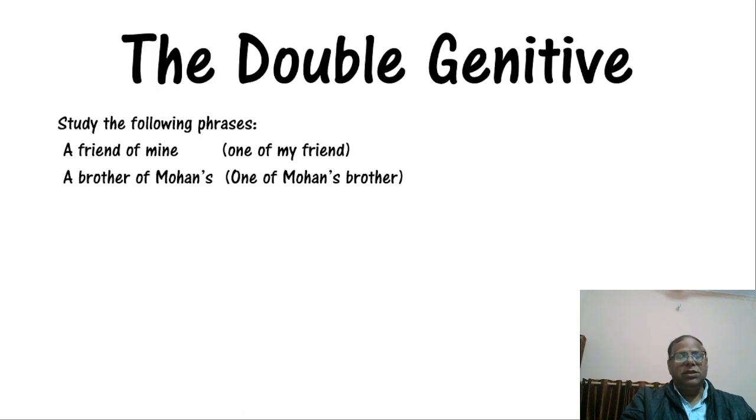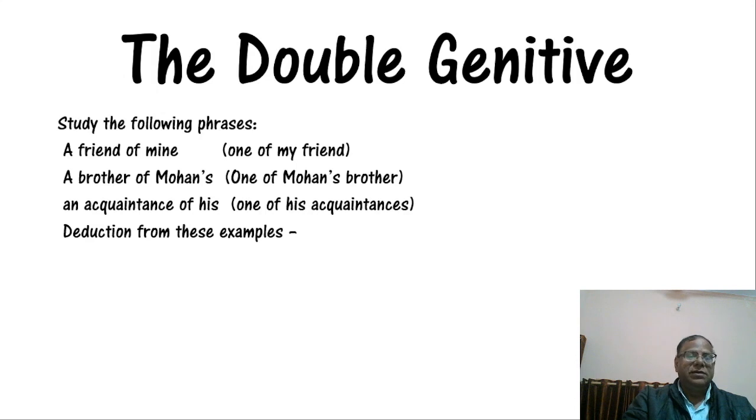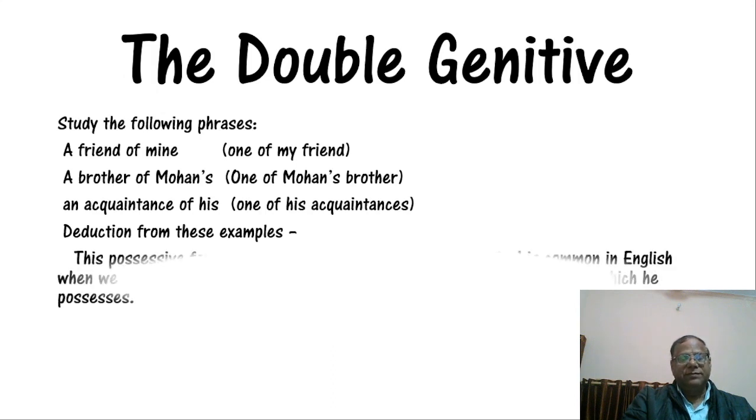मोहन के 2 या 3 या 4 भाई हो सकते हैं, उनमें से एक भाई की बात कर रहे हैं. An acquaintance of his. There are many acquaintances, so we are talking here about one of his acquaintances. And the next is direction from these examples. What you have directed, what you have got about the double genitives. So here is the deduction.